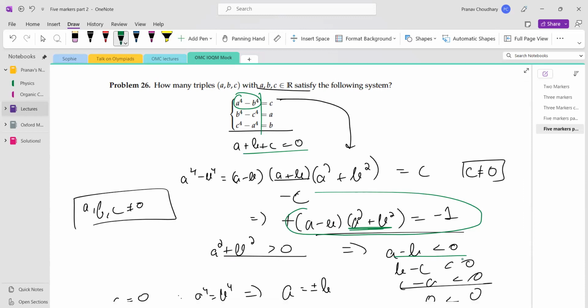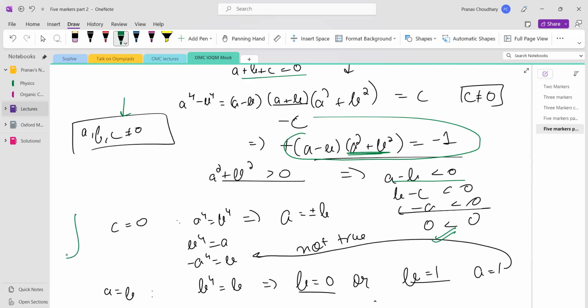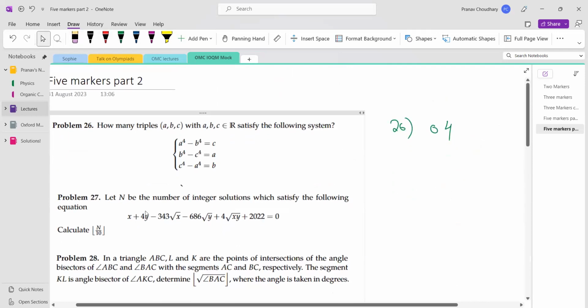Whenever you have questions of this type, where you have symmetric equations in a, b, and c, you do stuff for one equation and write the similar stuff for the other two equations and use all the three things obtained simultaneously. So this will give you a contradiction here. This just rules out the cases when a, b, c are all not 0. So at least one of them must be 0, and that case is easier to deal with. Okay, that was super quick. Let's move on to the next problem, problem 27.